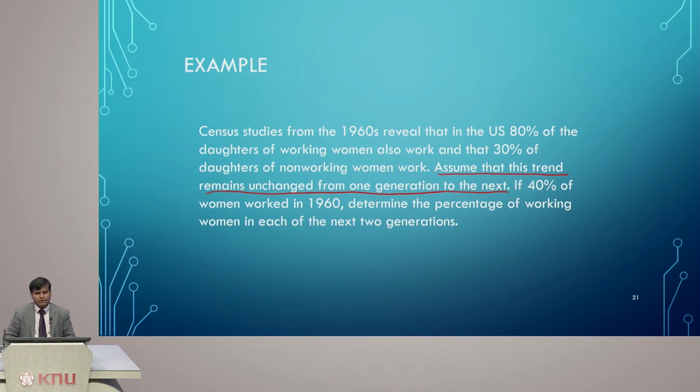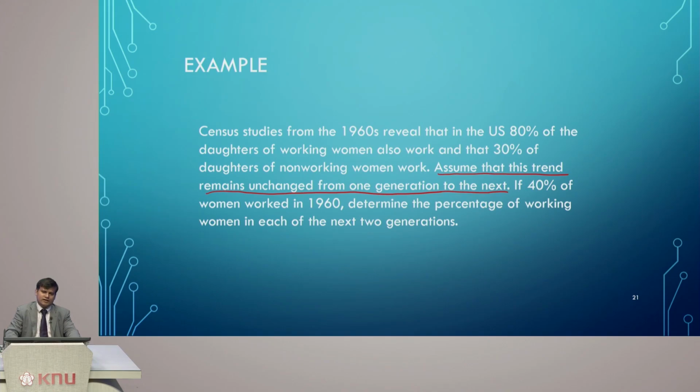So, if 40% of women worked in 1960, determine the percentage of working women in each of the next 2 generations. So, here you are asked to determine the percentage of working women in each of the next 2 generations. You have the data of 1960 and you have to determine the effect of this information and try to predict what happens in the next generation and the next generation.